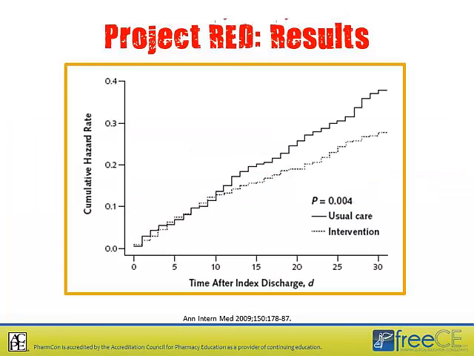So just to show it to you in another way, this graphic shows the cumulative hazard ratio on the y-axis of being readmitted, and it has the time after index discharge on the x-axis. The usual care group is in the solid line with the intervention group in the dotted line. It's interesting to see where they diverge. It's actually about 10 days after discharge. So it appears that it's at 10 days after discharge that we're able to make the most difference for patients. So just something to keep in mind, but I think they've made some good headway with Project Red.